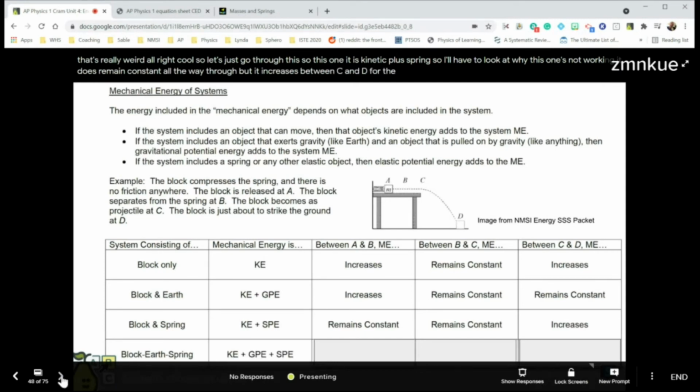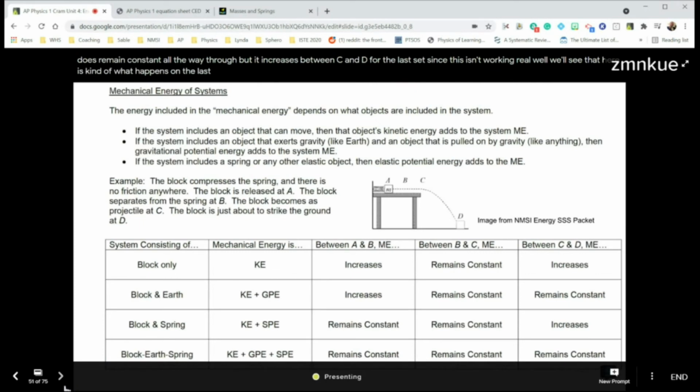For the last set, since this isn't working real well, here is what happens. We do have kinetic plus gravitational potential plus spring energy. That means from A to B the mechanical energy stays the same. It continues to stay the same from B to C, and it stays the same from C to D. Hopefully that's helpful. I'm not sure why those didn't work, but I'll go back and take a look.